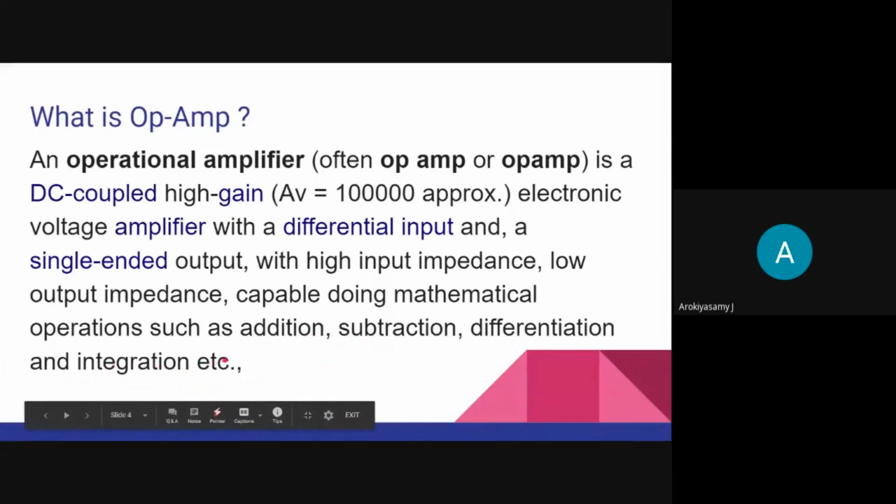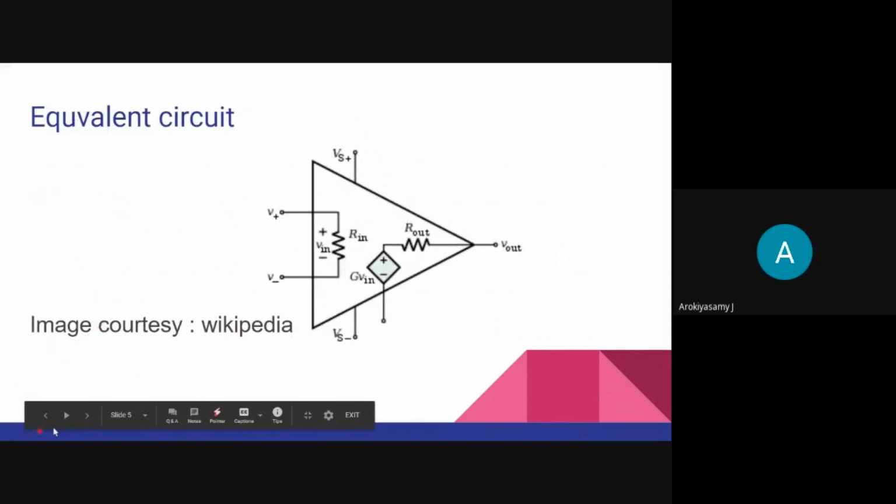Whatever you do in mathematics, all these can be performed electronically by the operational amplifier. That is why it is called operational amplifier. It can do mathematical operations, and it also has amplifying capability. Amplifying means output will be greater than the input. It's an active circuit. Output will be greater than the input, so weak signals can be amplified.